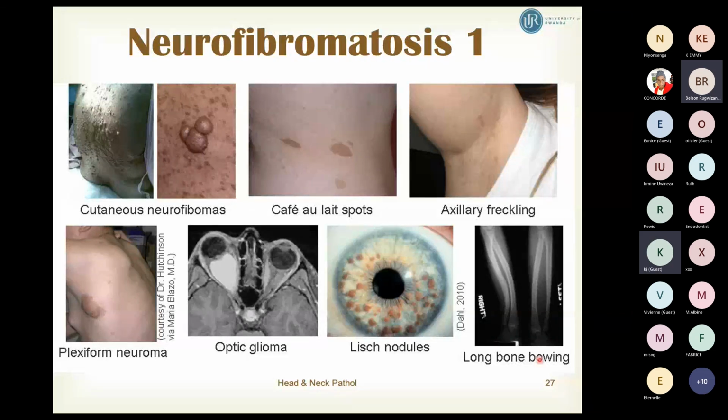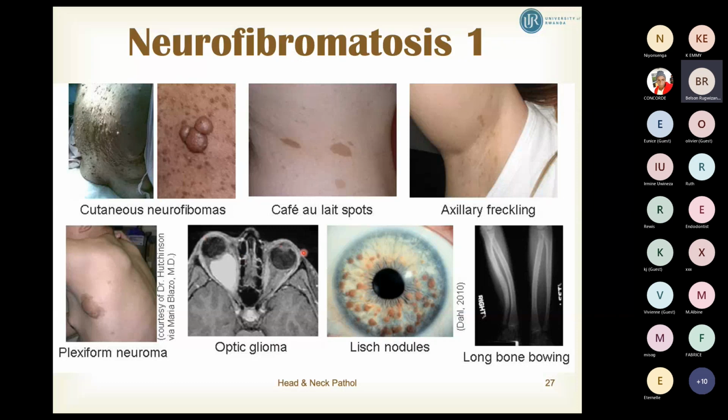So they have their long bones bowed. So, as you can see, wrist nodule, on the iris, optic glioma. So glioma, you remember in neoplasia, glioma, it is a benign tumor. Okay, not benign. It is a tumor arising from the astrocytes. So astrocytes here, they tend to follow the optic nerve. If you take some glial cells, then a tumor arising from these glial cells, or astrocytes, will be an optic glioma if it is around the optic nerve.